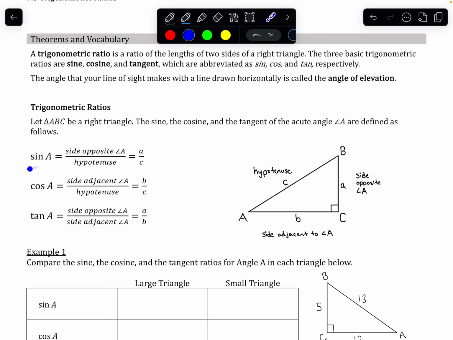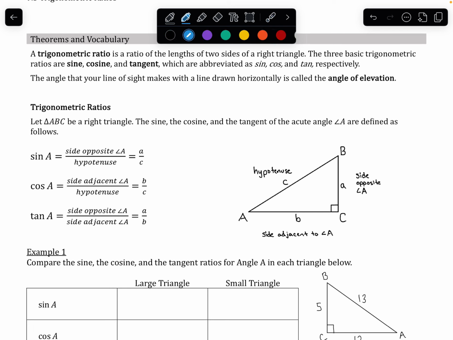So first we have sine. Our sine of A is the opposite of A, so here's A, our opposite, little a, over our hypotenuse of c. Our cosine of A is going to be the adjacent of A, so b, over the hypotenuse of c. Tangent of A will be the opposite over the adjacent.